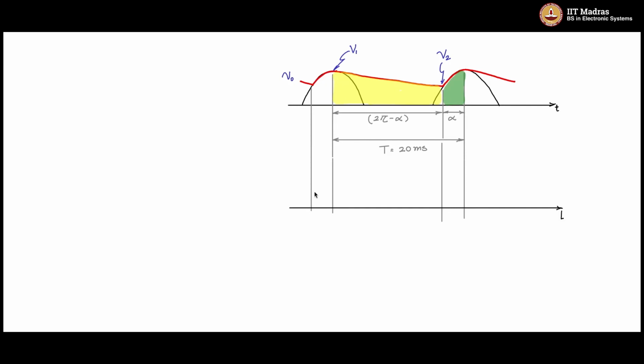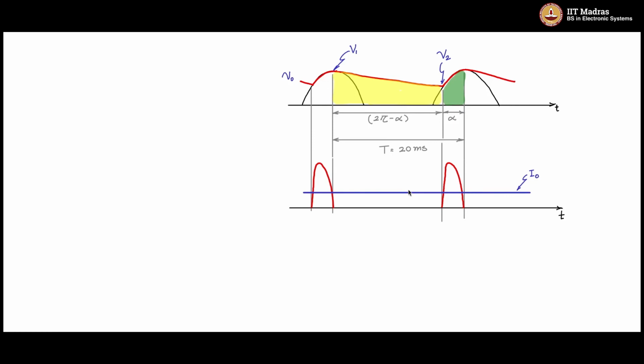So the diode will have a wave shape something like this, the diode current, and the average value of that will be I naught. Now I naught, I am showing it as a DC with negligible ripple. This is I naught.